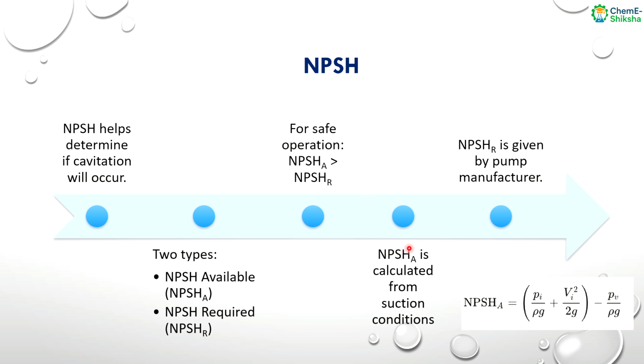Now NPSH available is calculated from the suction condition. NPSH available is equal to Pi by rho g plus Vi square by 2g, minus Pv by rho g. Pi and Vi are the suction conditions: Pi is the suction pressure, Vi is the velocity at the suction point, and Pv is the vapor pressure of the fluid. So this is the NPSH available, which is calculated from the suction condition, and the NPSH required is given by the pump manufacturer.